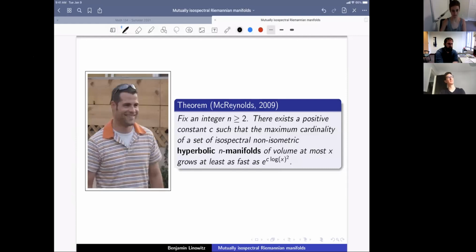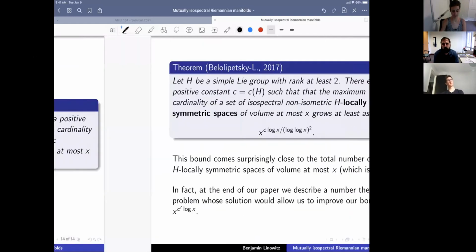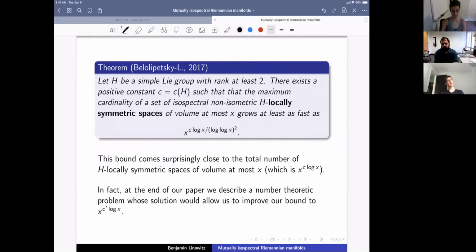All right, and so I want to end by talking about a result of mine from 2017 with Misha Belolipetsky. We proved that if H is a simple Lie group with rank at least 2, then the maximum cardinality of a set of isospectral H-locally symmetric spaces of volume X grows at least as fast as X to the log X over log log X.